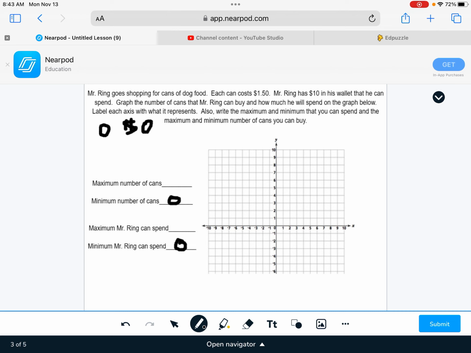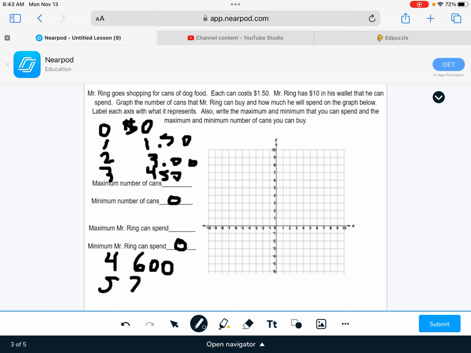Let's talk then about our next step up. Buying 1 can for $1.50, 2 cans for $3, 3 cans is going to be $4.50. 4 cans is going to be $6. 5 cans is going to be $7.50. 6 cans is going to be $9. 7 cans is going to be $10.50, which is going to break the bank, and it is going to be too much. I cannot buy that many cans.